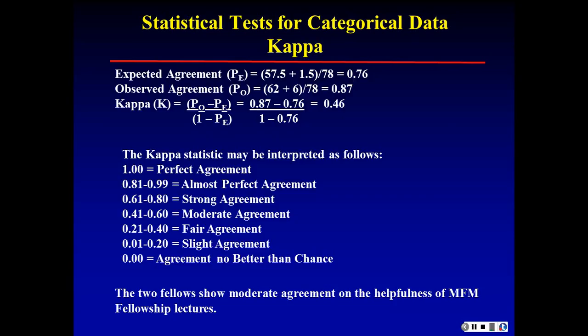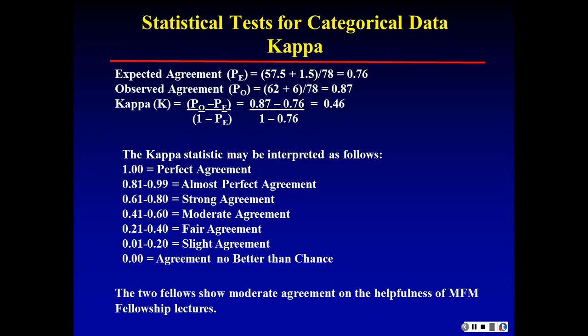How do you calculate kappa? You just take the observed agreement minus the expected agreement, over 1 minus the expected agreement, because again, you want to know how much your agreement is above what you would expect by chance. So this calculates to a kappa of 0.46.